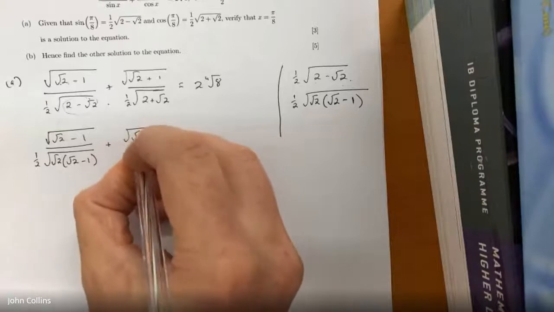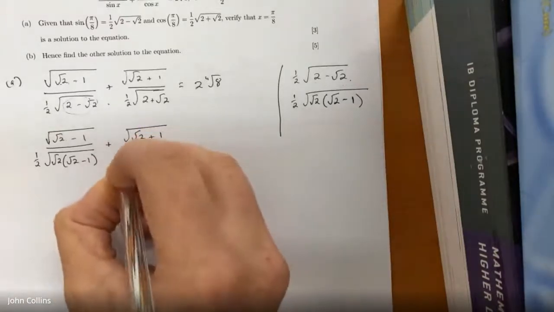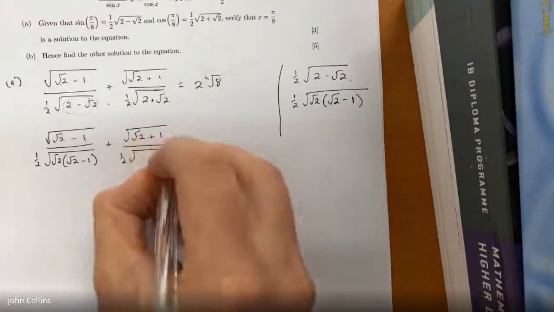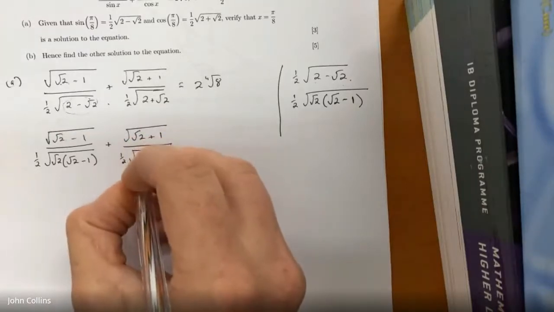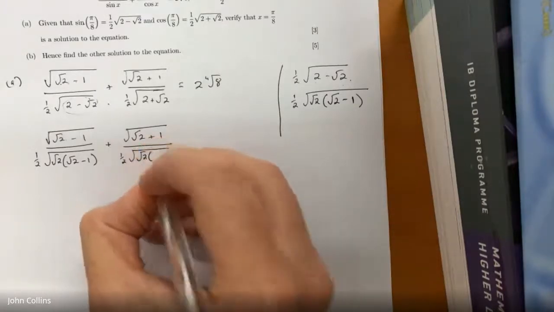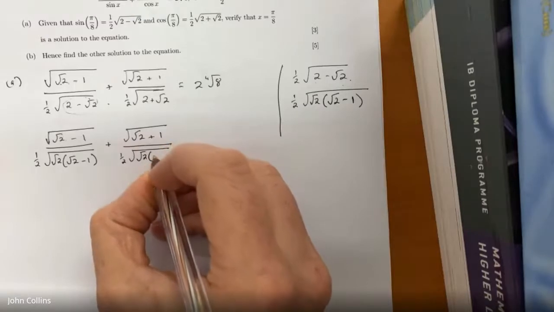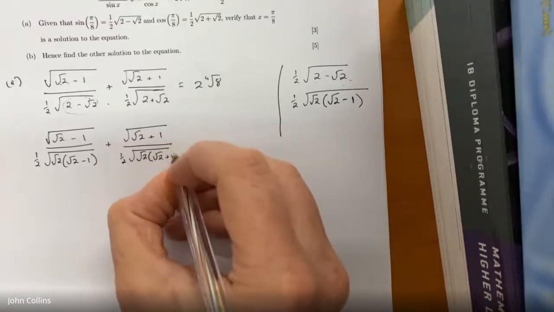Same happened over this side. Factored out square root of 2 from just the denominator. So this is a number question, really. It's an application of thirds and indices, as you'll see in a second. So this is actually root 2 plus 1 as well.